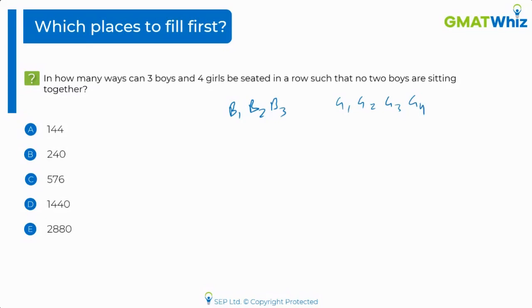Now the most popular answer in this case was choice A. Because most of you thought that, since I have to keep the boys away from each other, what makes sense is I place the boys like this, and in the spaces between or on the sides, I place the girls.